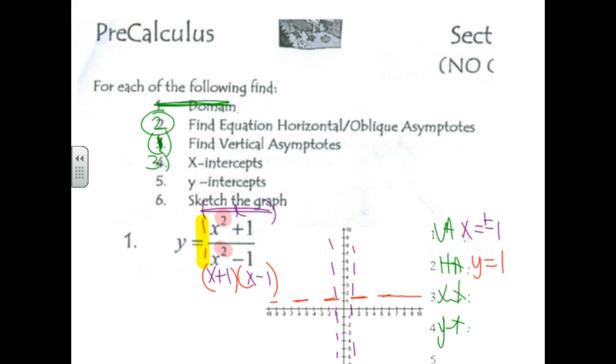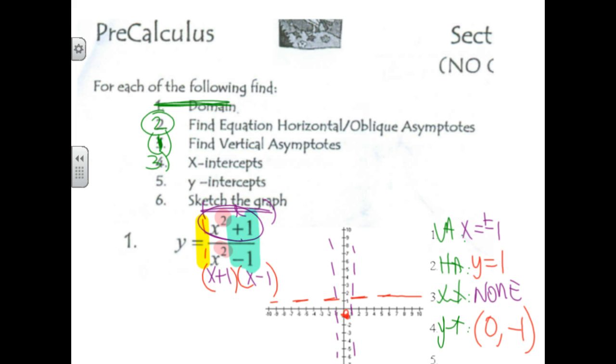To find an x-intercept, I set the numerator equal to 0. Well, x squared plus 1 never equals 0. Again, imaginary. So there are no x-intercepts. And the y-intercept, hopefully easy. You just let x be 0. So I'm going to look here in blue. 1 divided by negative 1 is negative 1. And at least I found a point. Well, I think I have enough information to graph this.